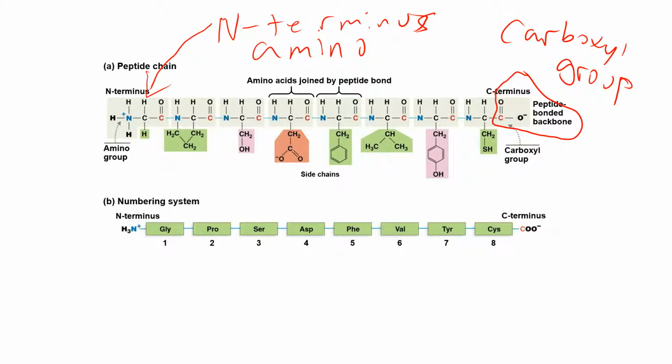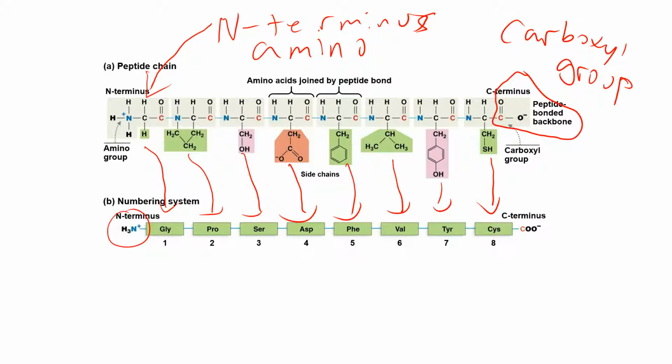And then you can just label these basically amino acid 1, 2, 3, 4, 5, 6, 7, 8. This shows you the first amino acid, free-hanging amino group, the last amino acid, free-hanging carboxyl group. So you always read it from N-terminus to C-terminus when you're talking about protein structure.